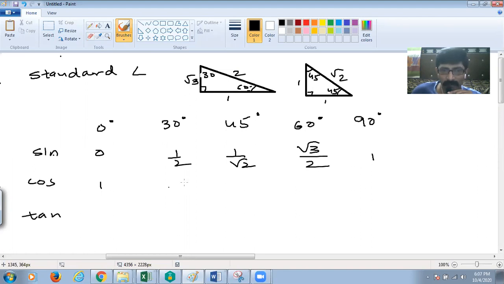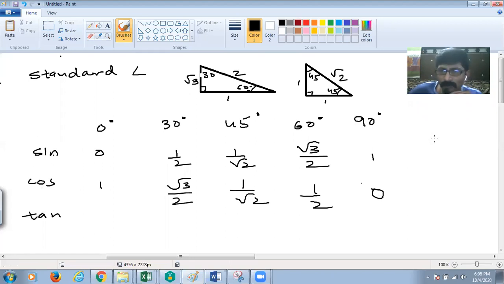So here √3/2 will come, this will come 1/√2, this will become 1/2 and this will become 0. You understood what I did? Whatever is this sine table, we just wrote in the reverse way over here. Like, you know, 1 came here, √3/2 came here, 1/√2 came here, 1/2 came here, and 0 came here. That way we can write down the sine and cos.